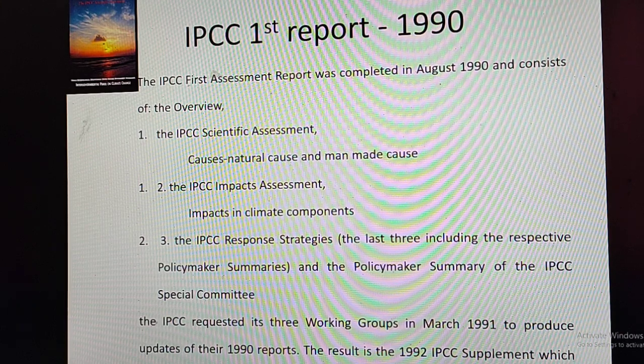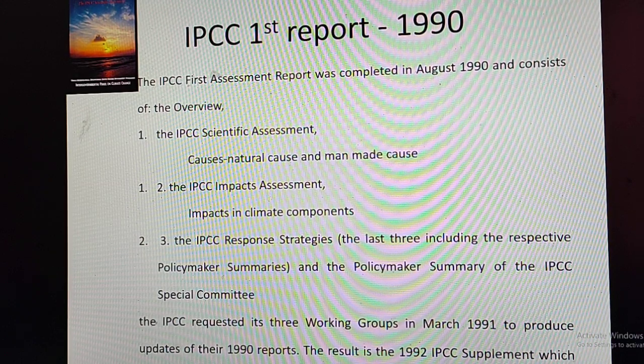It has completed 6 assessment reports in recent years about climate change. The IPCC first assessment report was completed in August 1990 and it consists of 3 components: IPCC Scientific Assessment, IPCC Impact Assessment, and IPCC Response Strategies. Under the IPCC Scientific Assessment, they discussed how the climate is changing.